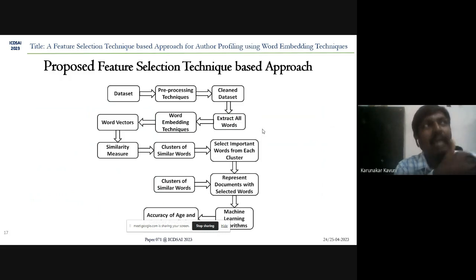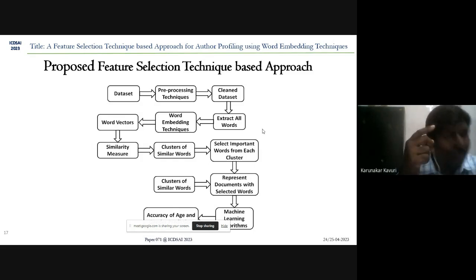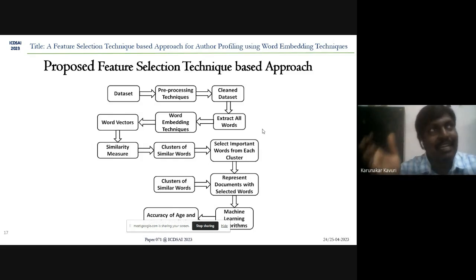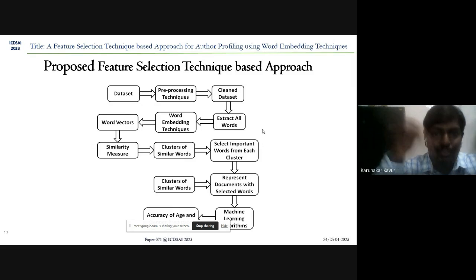Now, for example, there are 10 words. I will apply the similarity measure among the word vectors. For example, I compare the first two word vectors, the first two words. If those two have similarity, then I will put them within a cluster. Likewise, I am having a number of clusters. Within the cluster, I will put the words which are related to that cluster.